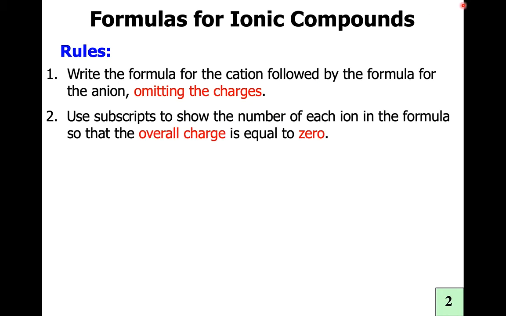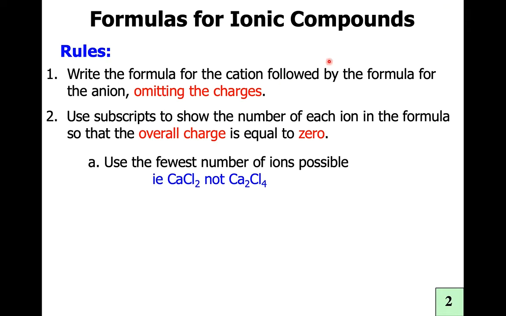How do we name an ionic compound? Write the formula of the cation. How do we write the formula for an ionic compound? Write the formula of the cation followed by the formula of the anion, omitting charges. Use subscripts to show how many of each is there. So use the fewest number of ions possible. Calcium 2+, if it's with chlorine, has to have 2 chlorides because each Cl is Cl-. So calcium 2+, Cl-, and another Cl- is how we get our formula.